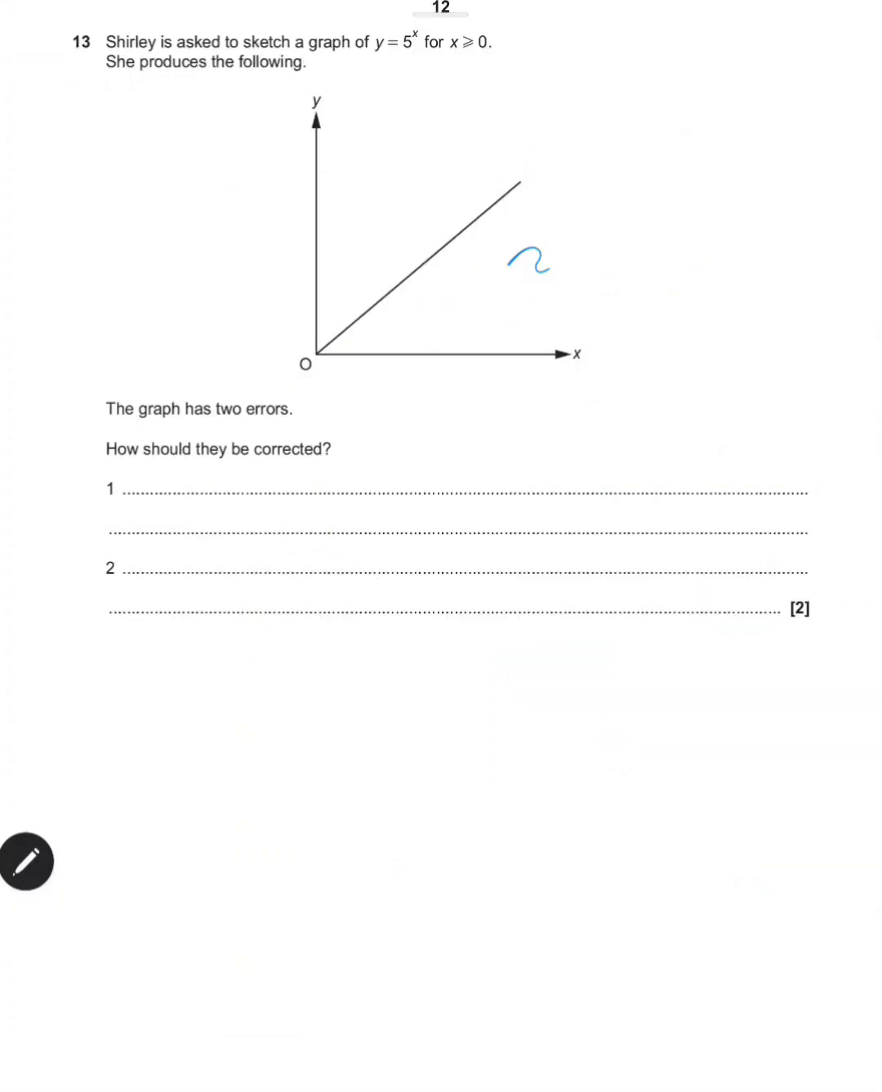Question 13, a bit of graph work to do. We've got a straight line graph, and we're told that this is y equals 5 to the power of x. And there's two errors. If we think down here, that is where x equals 0. So y would be 5 to the power of 0, and anything to the power of 0 is 1. So down here, when x equals 0, the graph should actually go through 1. So I'll write that down. And that's true for any graph that takes this form, y equals something to the x. It will always go through 1.